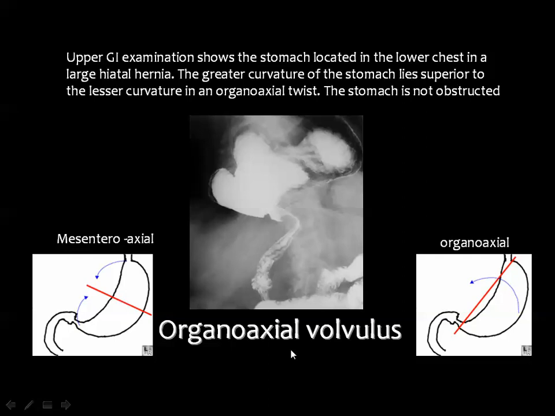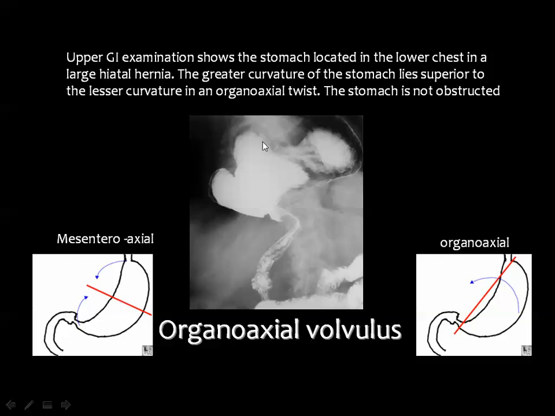Then volvulus of the stomach, meaning that the stomach is not in its anatomic location. We have two types, the organoaxial volvulus and the mesenteroaxial volvulus. This type is relatively uncommon, and this is common especially in patients with large hiatus hernia, allowing large part of the stomach to herniate and rotate in the hernia itself.